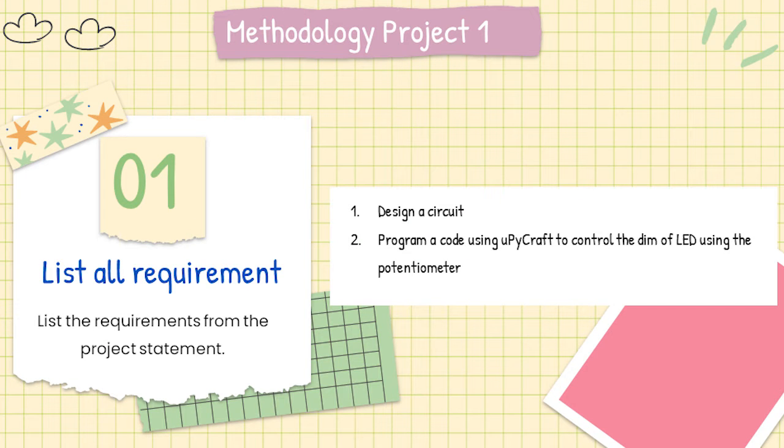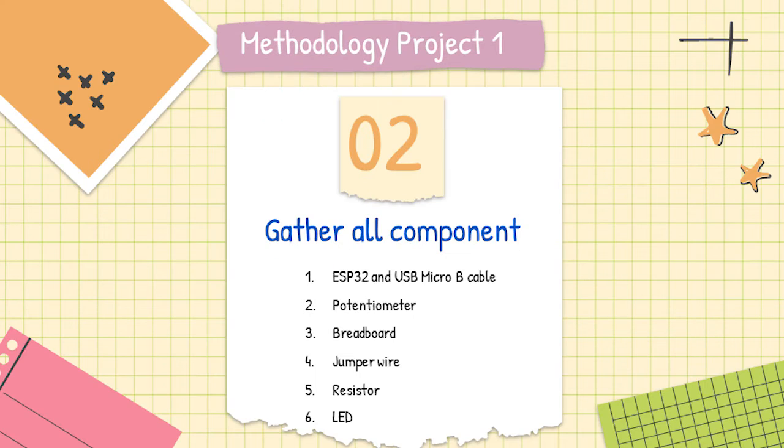Methodology for Project 1. First step, we need to list all the requirements from the project statement, where the requirements are to design a circuit and to program a code using UPyCraft to control the dim of LED using the potentiometer. Step 2, we need to gather all the components required for the circuit, which are ESP32 and USB micro B cable, potentiometer, breadboard, jumper wire, resistor, and LED.